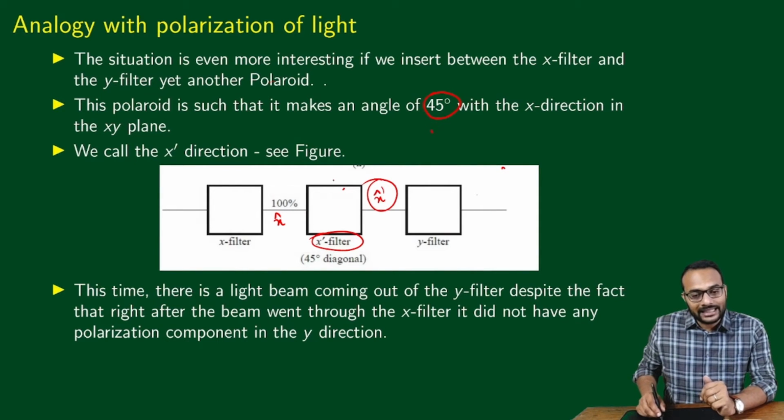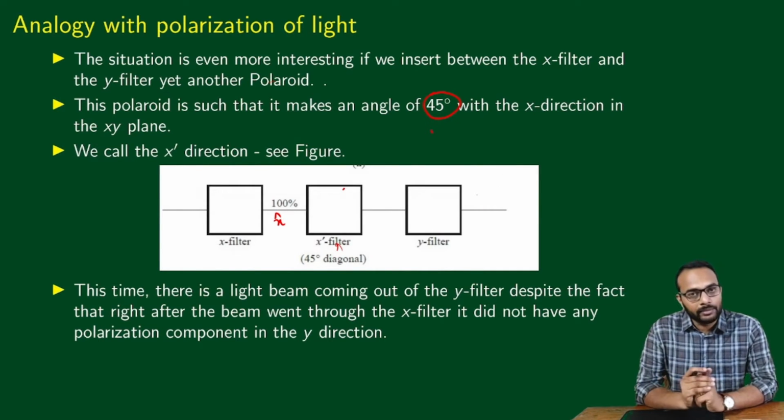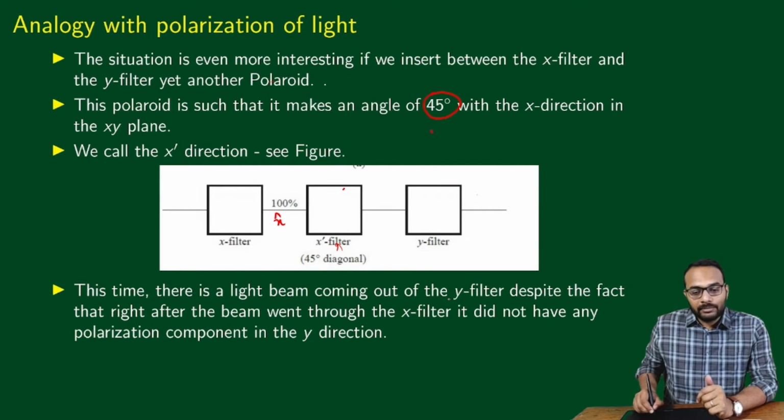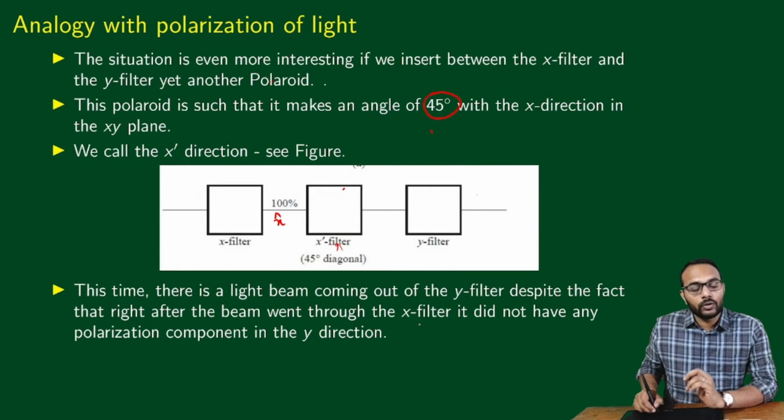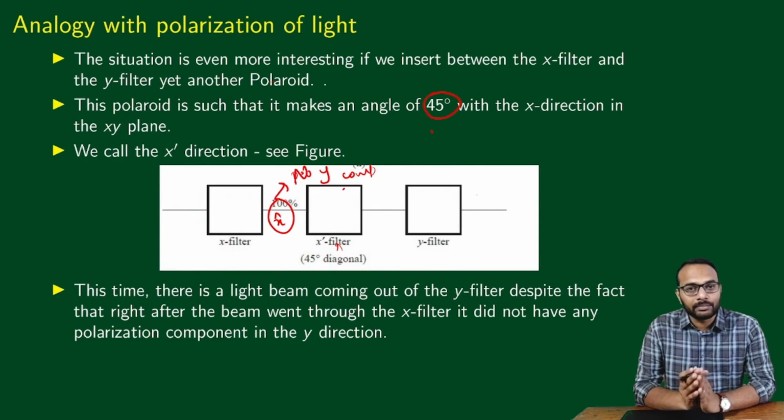Without this X prime filter in between, there's no light coming out of the Y filter. But if you install an X prime filter in between, the Y filter will give off some light beam, in spite of the fact that right after the beam went through the X filter, it did not have any polarization component in the Y direction. Here there's no Y component. But after passing through the X prime filter, it has picked up a Y component.